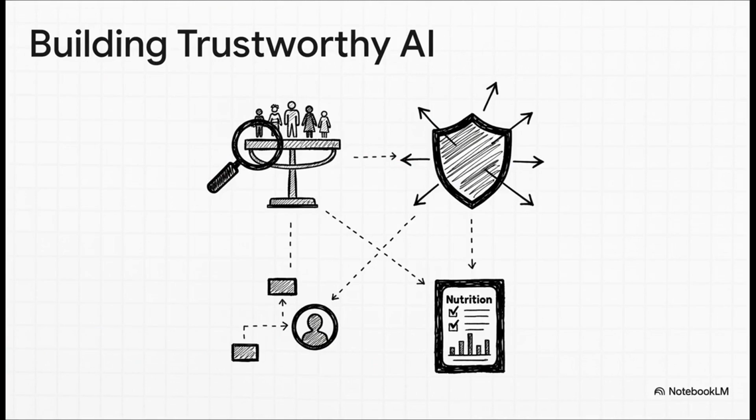But it doesn't stop with RAG. Building AI we can actually trust means doing a whole lot more. It means actively hunting for and rooting out biases, deliberately trying to break the system to find its weak spots, and this is a big one, always keeping a human in the loop for important decisions. We also need transparency, things like model cards, which are basically nutrition labels for AI, telling you exactly what's inside and what it's good for.